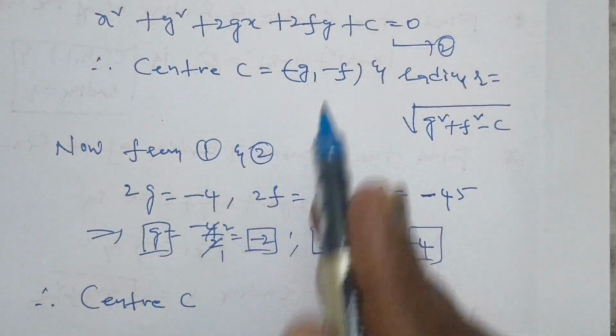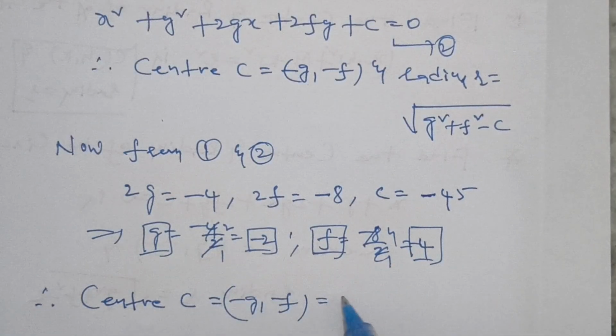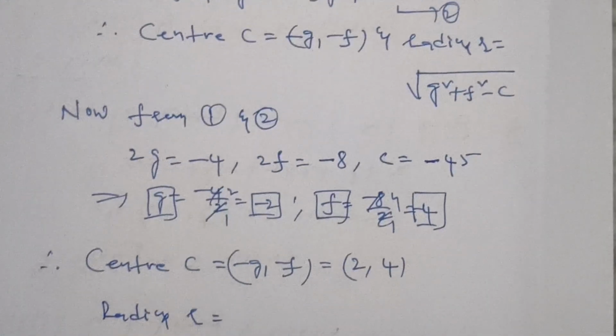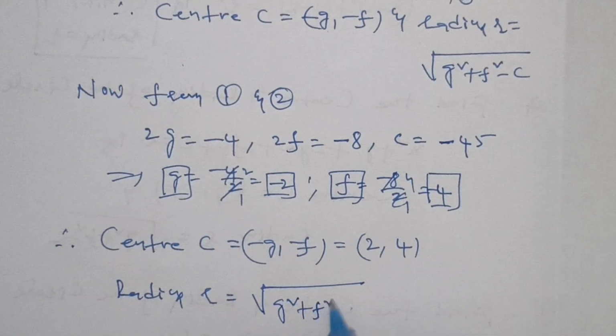C equals to, what is the formula for the center here? Minus g comma minus f. So write directly the g and f values with the negative sign. Minus of minus g. So minus g means minus of minus 2, that is 2, comma minus of minus f means minus of minus 4 equals to 4. So 2 comma 4 is the center.